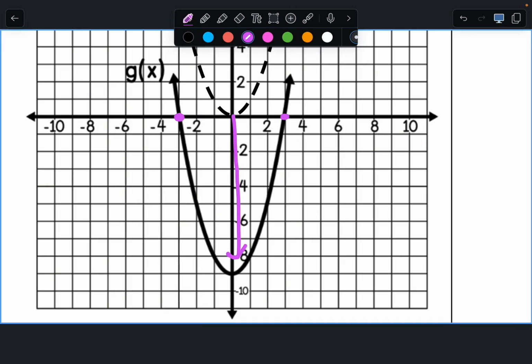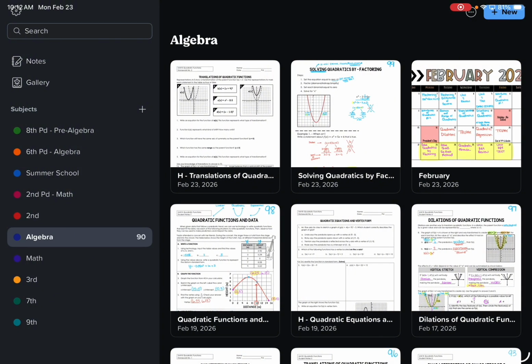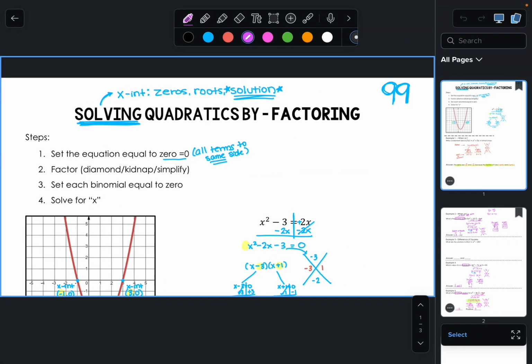All right, today's lesson, page 99. That means tomorrow's 100.